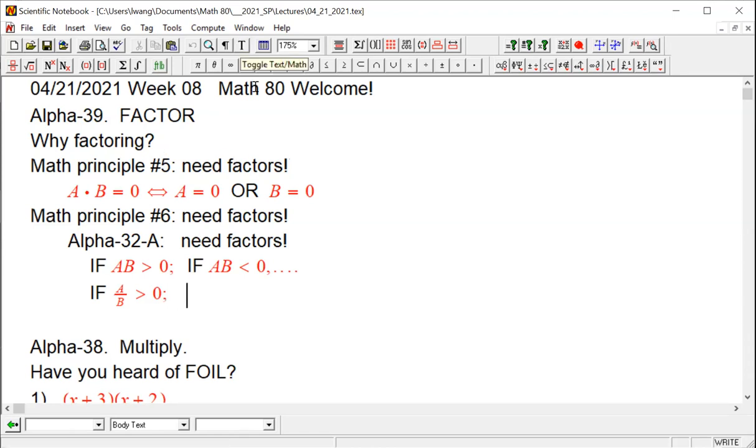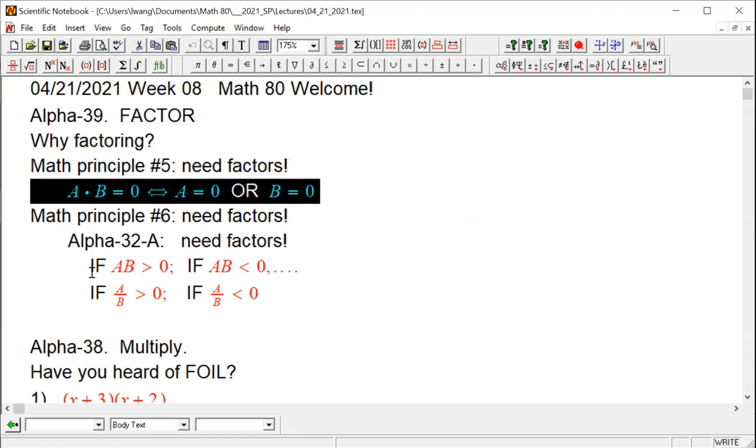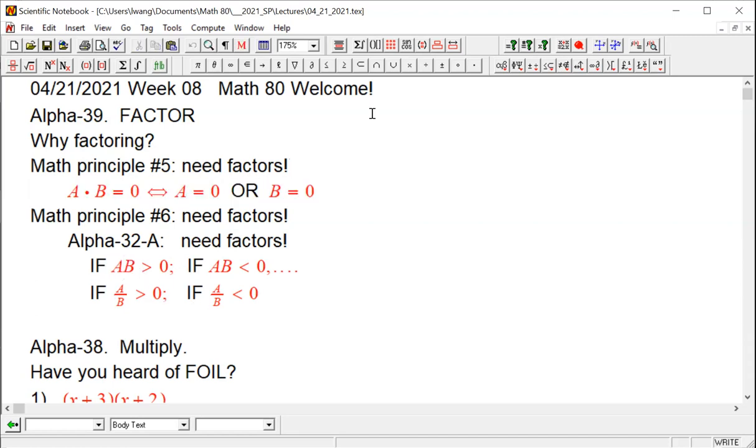Okay, and in some other situations, if A divided by B is less than 0. Okay, so why factoring? Because when we apply principle number 5, principle number 6, these if statements involve factoring. We need factors. We need A times B. We need A divided by B, and so on and so forth.